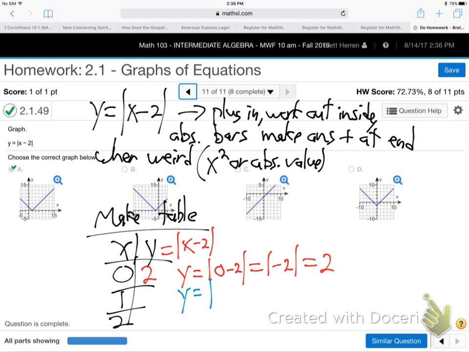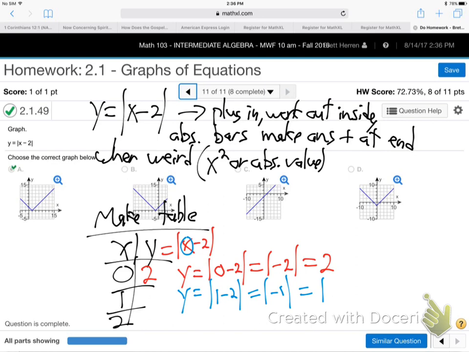Plug in 1 for x. I'm just plugging in for x. And remember, you don't make it plus right now. If you made it plus right now, that'd be 3. That's not right. You first work out the problem, negative 1. Right? 1 minus 2 is negative 1. And then you make the final answer positive, which is positive 1. See how that'd be different than just making the sign plus right away? That would have been 3.